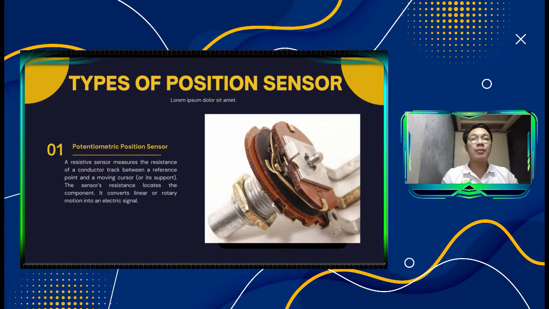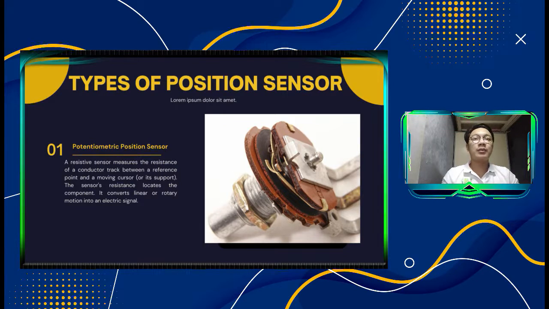Yun nga daw po. Ang potentiometric position sensor or kilala sa resistance sensor, ito yung nagme-measure ng distance or displacement ng isang bagay sa isang linear or rotating motion into electrical signal. Ang sensor na ito ay napaka-accurate at mura. Pero sila ay yung madalas masira mula sa vibration, mga alikabok, at sensitibo ito sa high temperature.